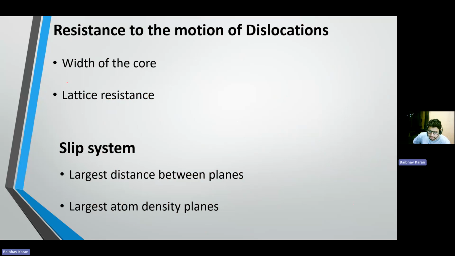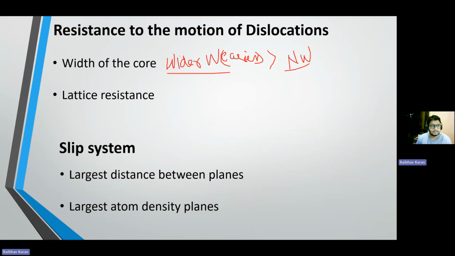So that means if the width of the core is different, there will be a difference in the resistance to dislocation movement for different materials, and we said that the width affects the resistance of the dislocation movement. It was found that if a material has a wider width, the movement of dislocations will be easier than in a material having a narrow width. In a wider width, it's easier than in a narrower width.